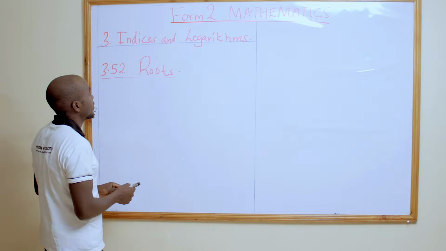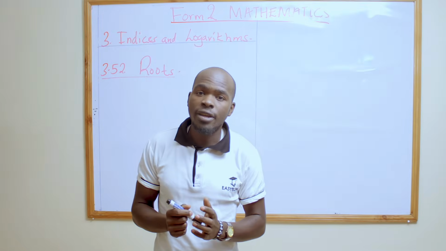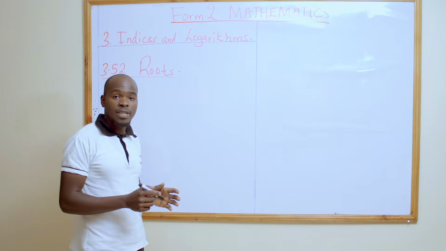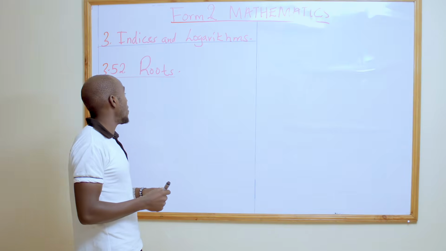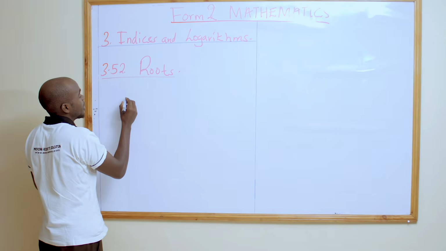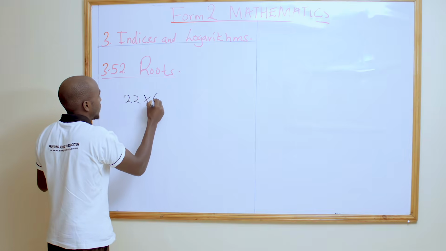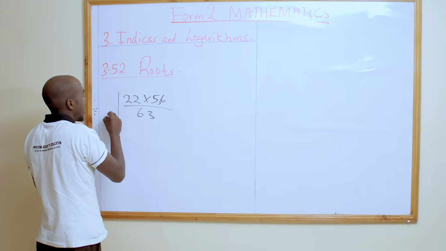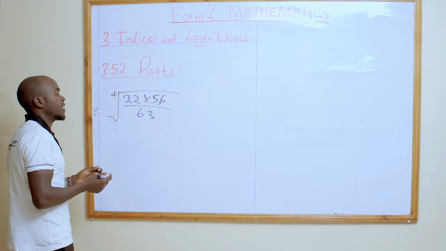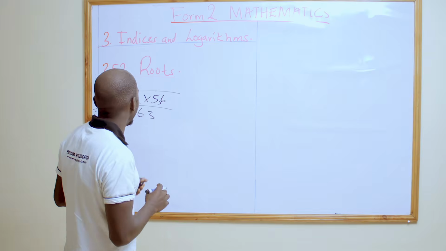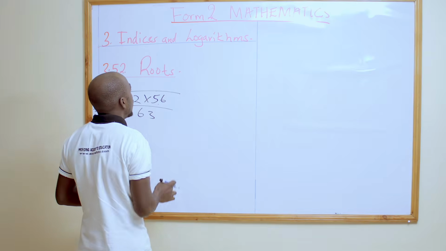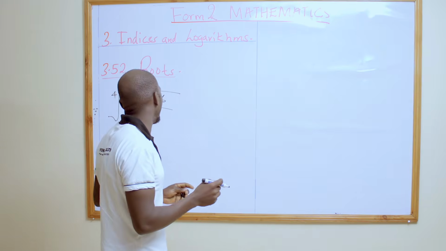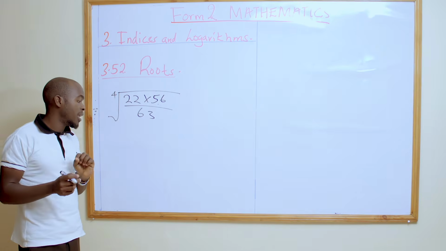Now let's learn more about roots. Under roots we shall be finding either square root, cube root, or any other stated roots of certain given numerical figures. For example, you may have a mathematical problem like 22 multiplied by 56 divided by 63, but here we have to find the fourth root of this given sum. For that given condition, you are required to involve indices and logarithm in working out, and whatever you find, you have to find the fourth root of that given numerical figure.